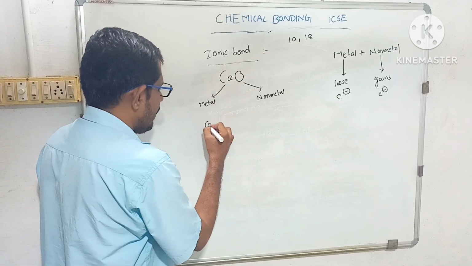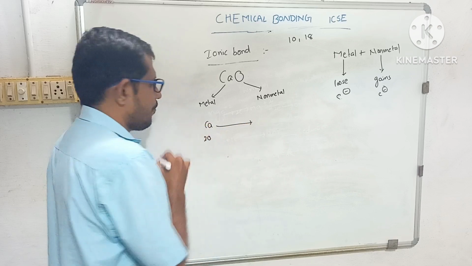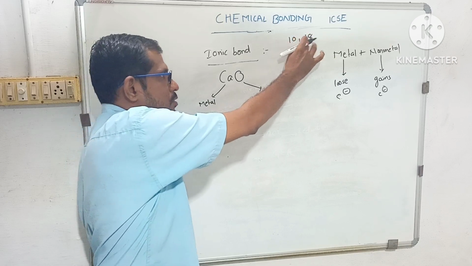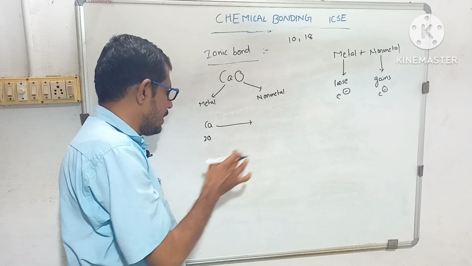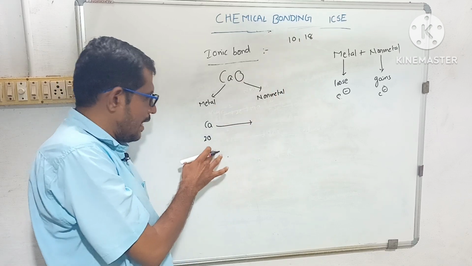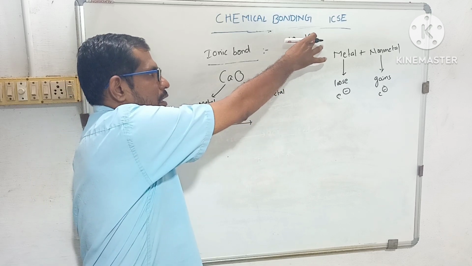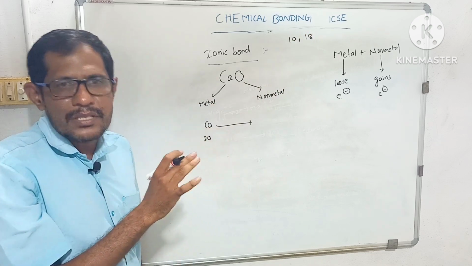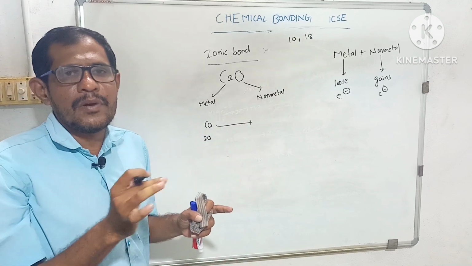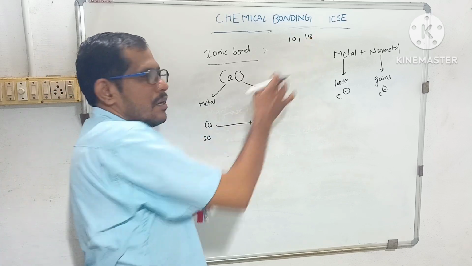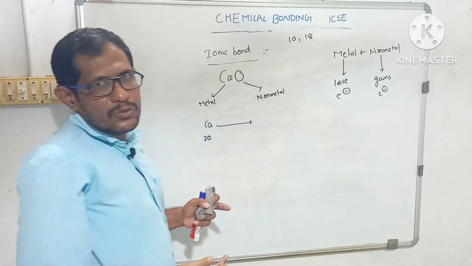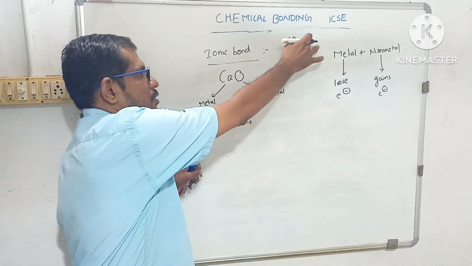If you take calcium here, calcium atomic number is 20. There are two stable numbers, one is 10 and another one is 18, but calcium is 20. So what is the nearest number to 20? 18. An element always tries to lose or gain electrons to reach its nearest number. I repeat, an element always prefers its nearest number to lose or gain electrons. Here 20 is nearest to 18.